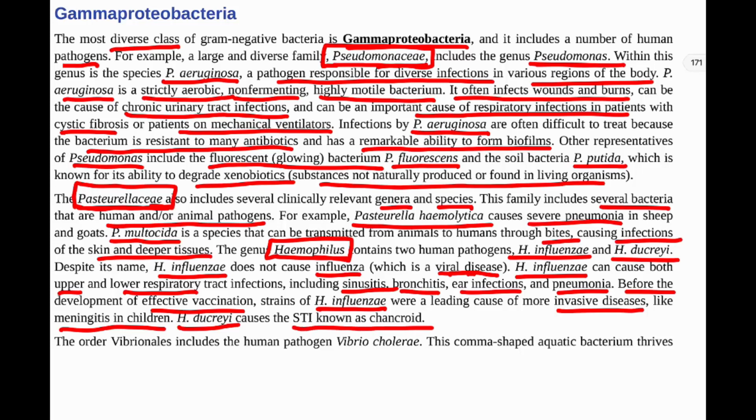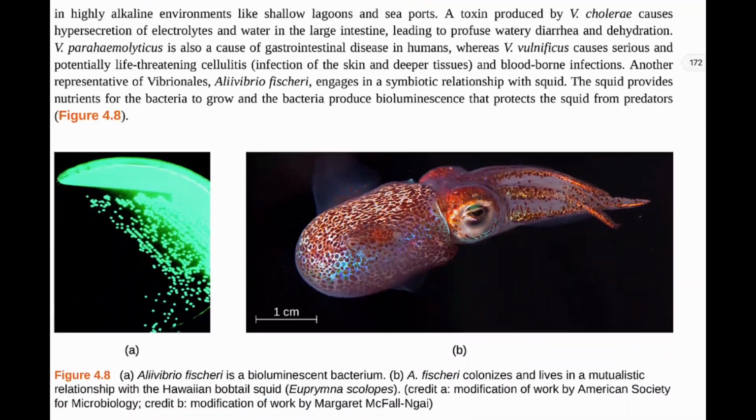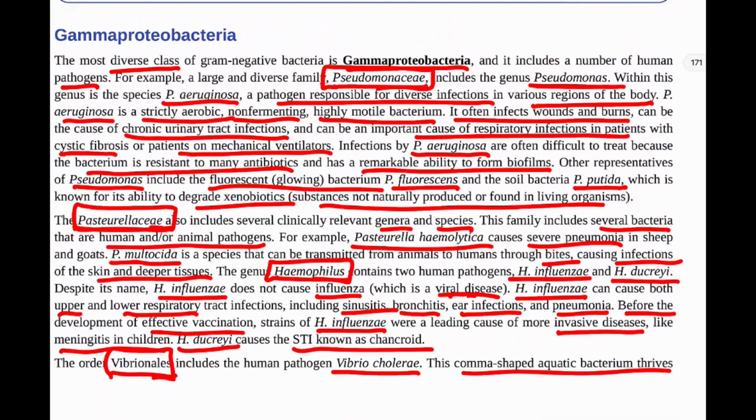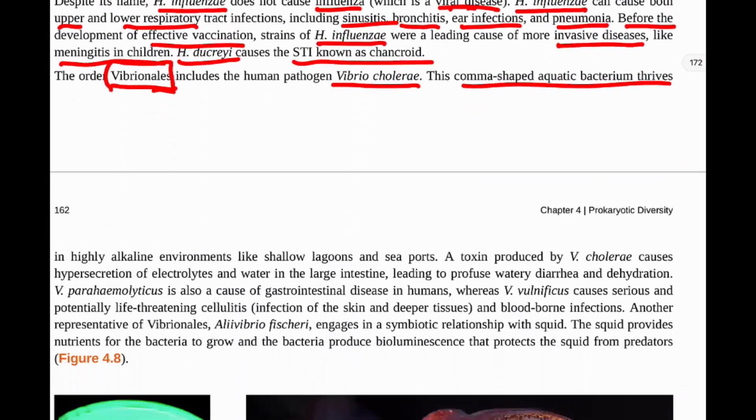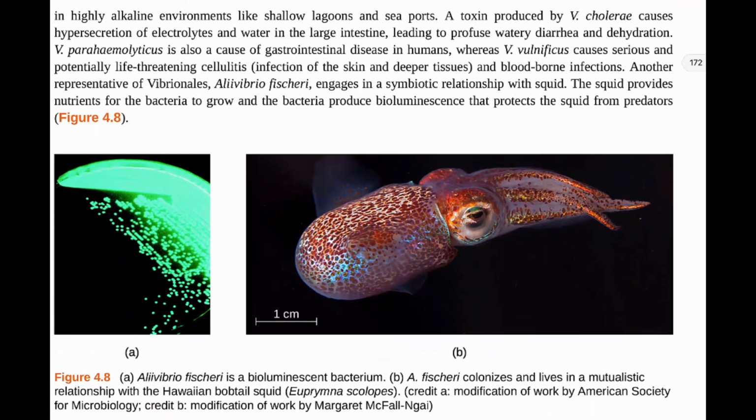The order Vibrionales includes the human pathogen Vibrio cholerae. This is a comma-shaped aquatic bacterium. Now we're moving on to the order Vibrionales, talking about more Gammaproteobacteria. Remember, the Gammaproteobacteria is very diverse. We're looking at all these different types of things: the Pseudomonadaceae, Pasteurellaceae, the Haemophilus, now the Vibrionales. It is, again, a comma-shaped aquatic bacterium that thrives in alkaline environments, like shallow lagoons and seaports.